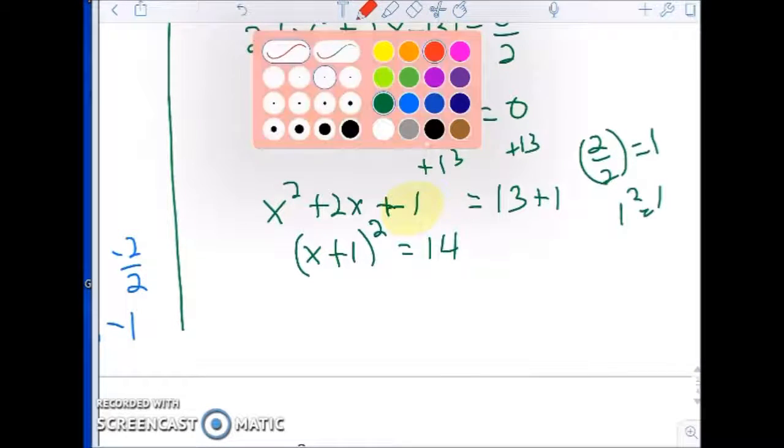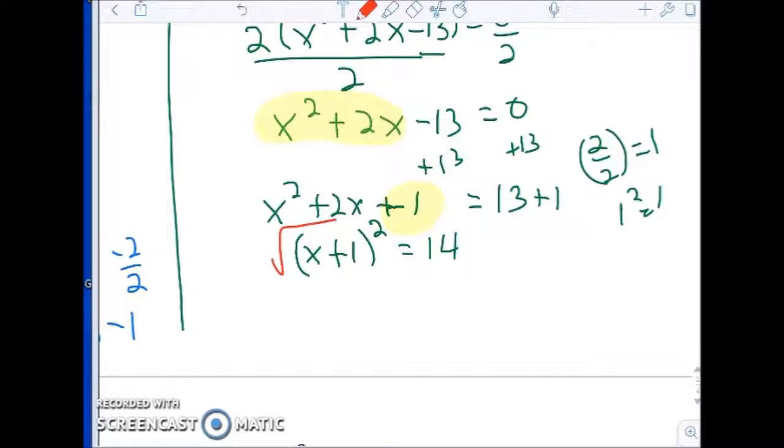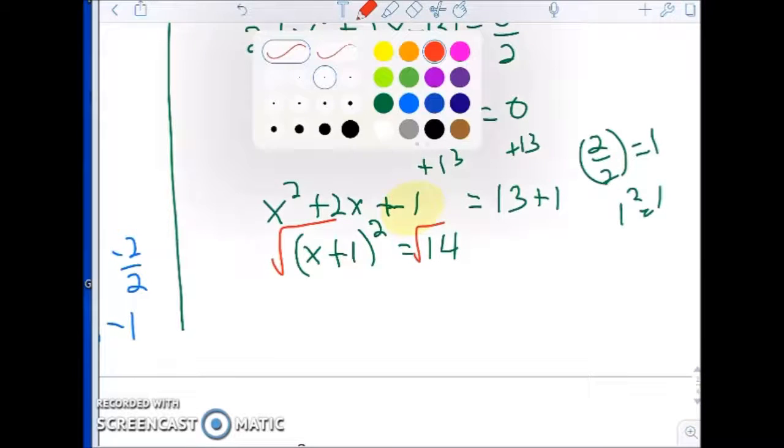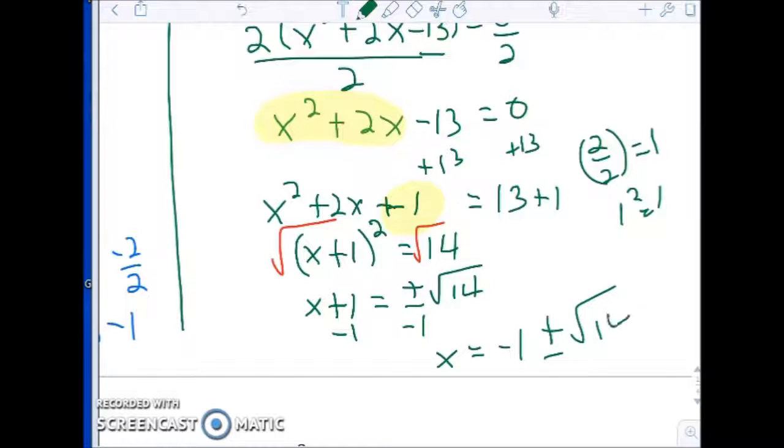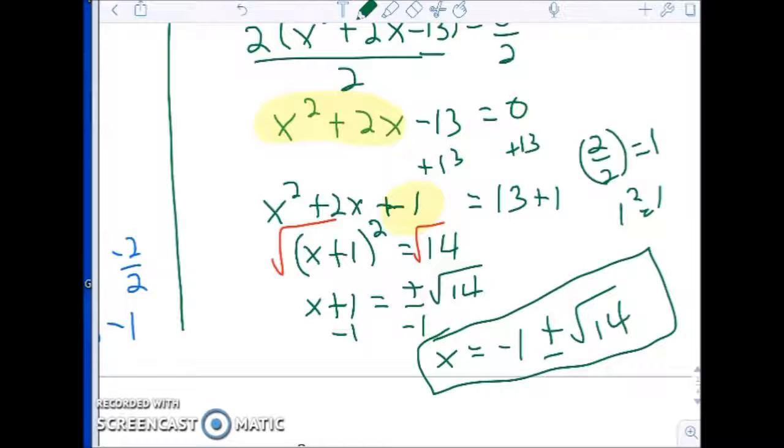And the purpose for completing the square is so that we can square root both sides. The square root of x plus 1 squared is just x plus 1. When you square root a variable, the other side becomes plus or minus, so plus or minus the square root of 14. Subtract 1 from both sides, and x equals -1 plus or minus the square root of 14. Okay, if you need to pause, go ahead and do so now.